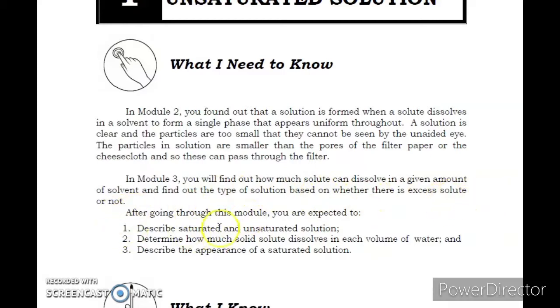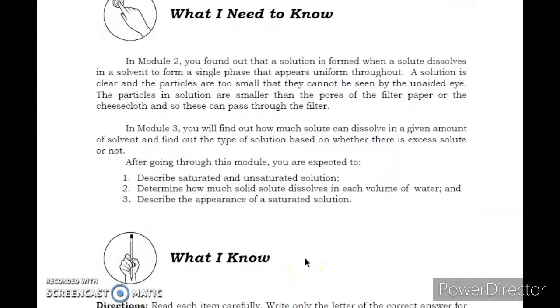So we have the following objectives. You are expected to, number 1, describe saturated and unsaturated solution. Number 2, determine how much solid solute dissolves in each volume of water. And number 3, describe the appearance of a saturated solution.